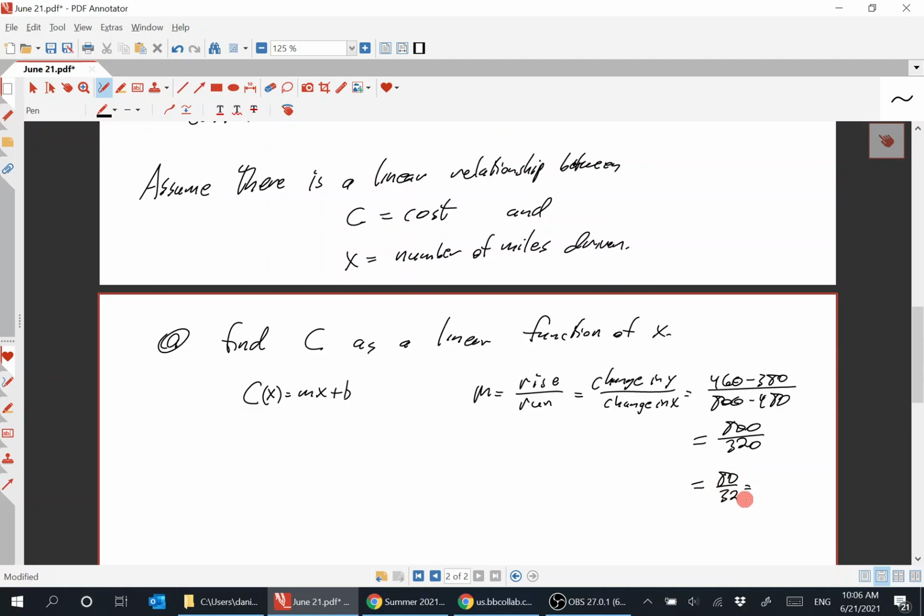How does this reduce? So divided by 4, divided by 8. That can't be 800, right? What's that? Oh, that can't be 800, can it? How did I get that?